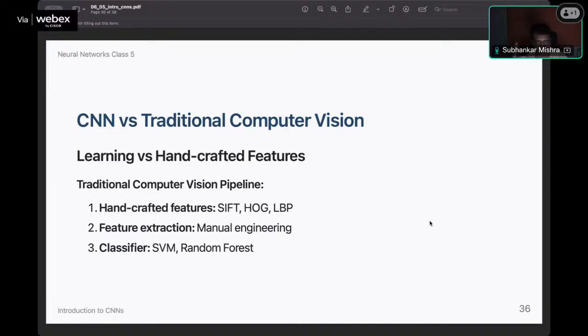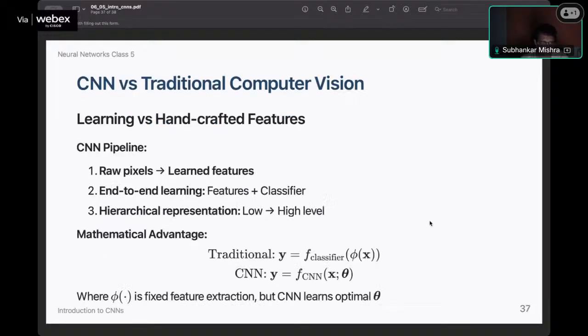So for example, in traditional computer vision, we would have handcrafted features. That means we exactly tell what are vertical edges, what are horizontal edges, and so on. Feature extraction has to be manual, and then the classifier would be SVM or random forest. But now we have moved on to CNN. Now raw pixels become learned features. We have end-to-end learning. That means features are also learned. Earlier, you used to say, find vertical edges and horizontal edges. Now we don't say that. We just say, you find what features are important. It could be edges or not edges. Right? Then we have hierarchical representation, low level to high level, because it does an abstraction.